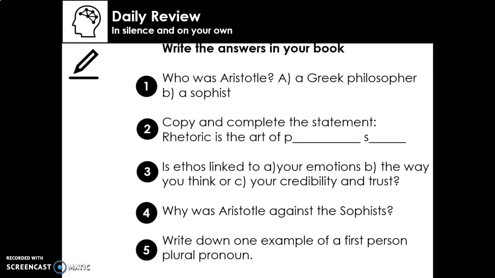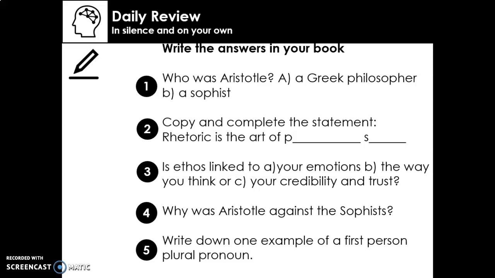Number one. Who was Aristotle? Was he A, a Greek philosopher, or B, a sophist? 2. Copy and complete the statement. Rhetoric is the art of... So rhetoric is the art of. So you've got to complete that statement.